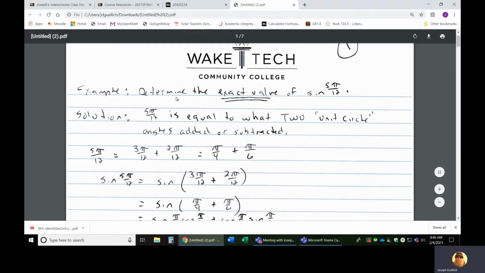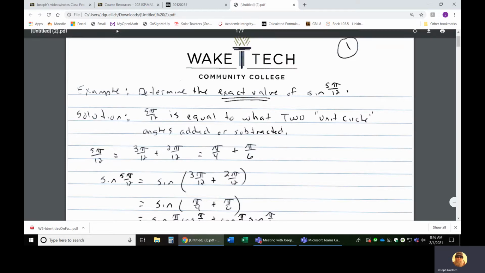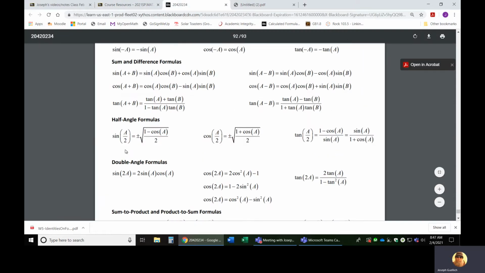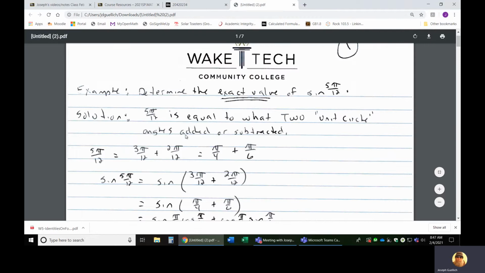Anyways, let's take a look at an example here. Determine the exact value of sine of 5 pi over 12. So the first thing that you do is determine the identity you want to use. Now, for any of the pi over 12 variations, you can use the sum or difference formulas, or you could use the half angle. And I'll show you a half angle example probably in a different video. We'll see what happens. So for the sum and difference, you're coming up with two unit circle values that will add or subtract and equal that original angle you're given, 5 pi over 12.